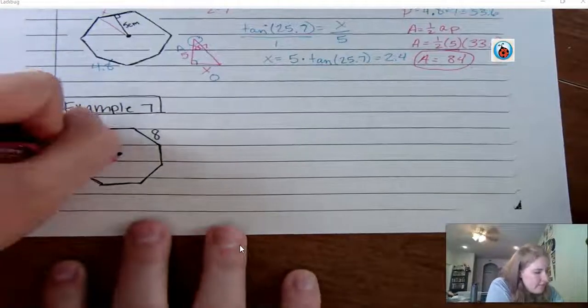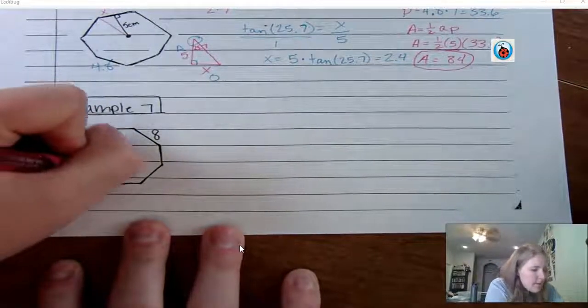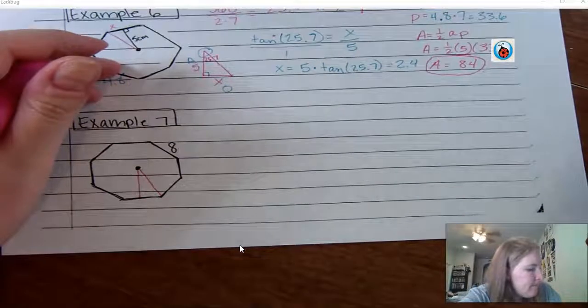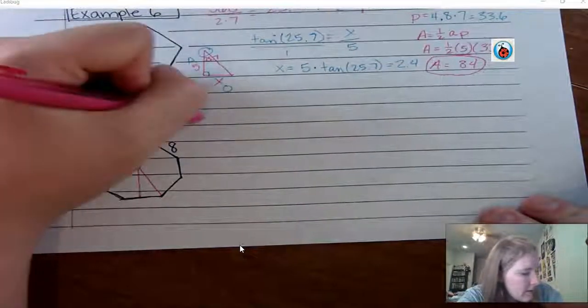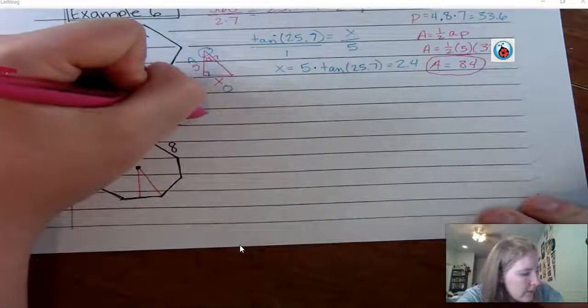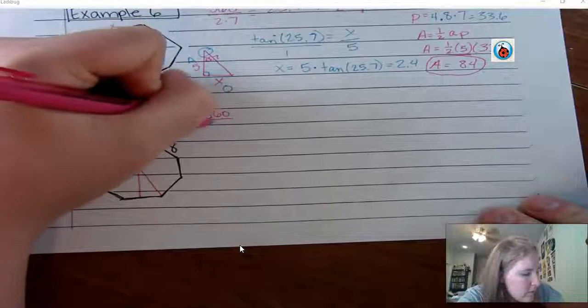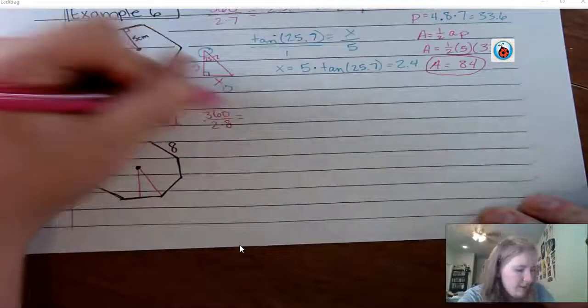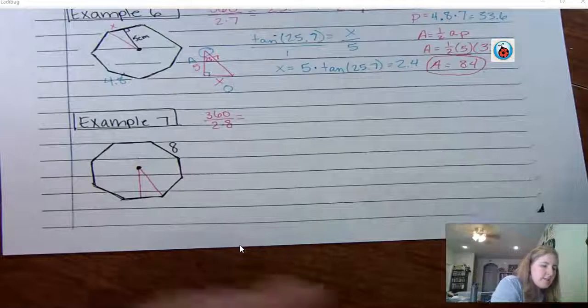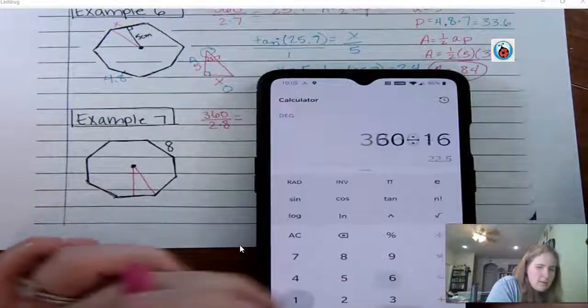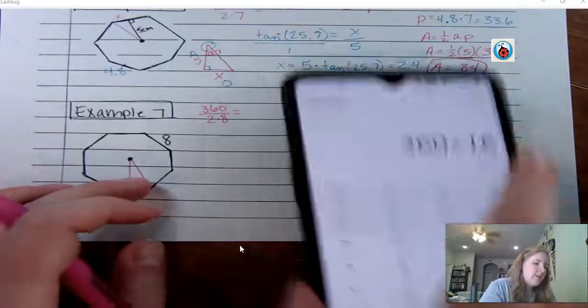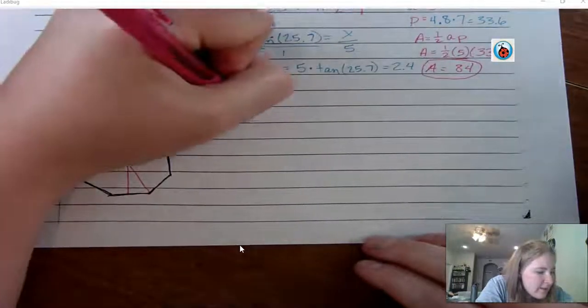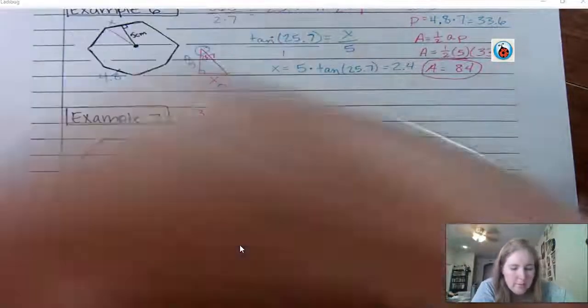This is now an octagon. So if I have an octagon, I know that that's 8 sides. So we need to take 360 and divide it by 2 times 8. So basically 360 divided by 16. And you get 22.5. So last time it was 25.7. This time is 22.5.